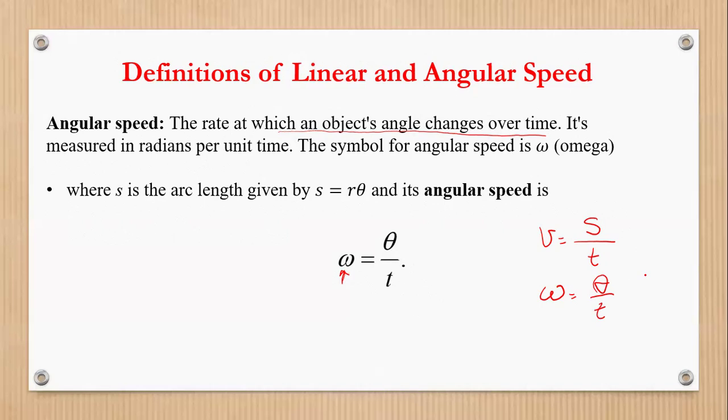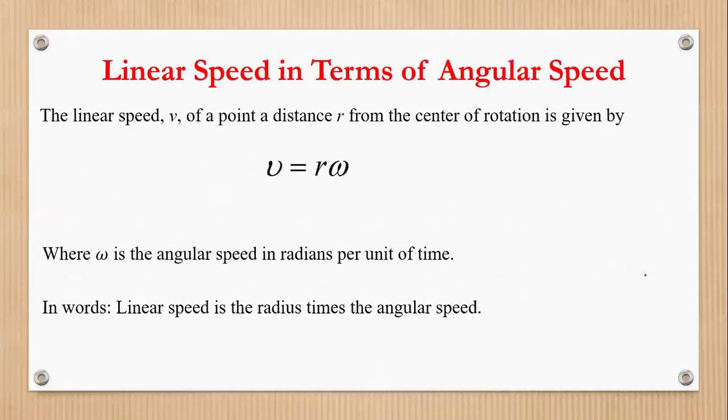Now, if we want to find a linear speed from an angular speed, we can use this formula. Anytime you have the angular speed and you want to find the linear speed, you use this formula. V is the linear speed, omega is the angular speed, and r is the radius, or the distance from the center.